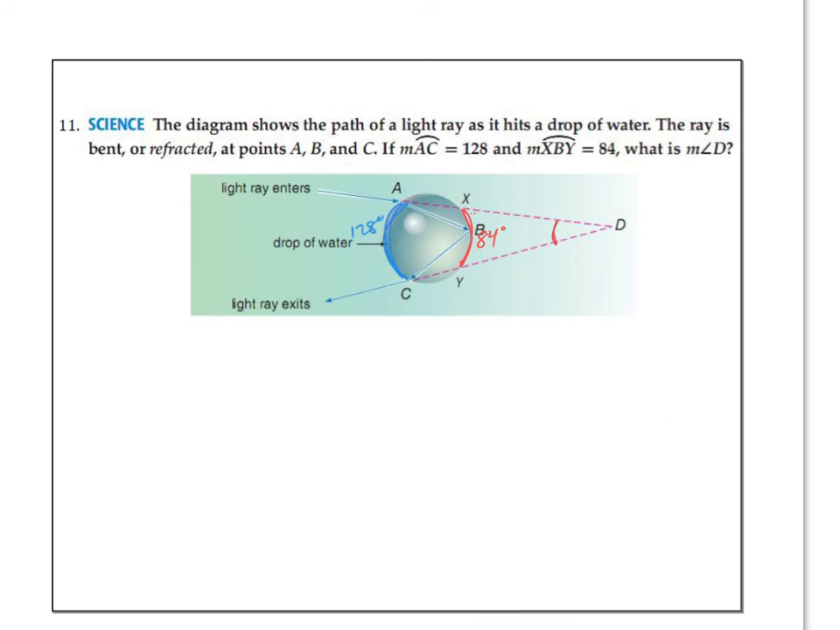So remember, the angle D is outside of the circle, so we're going to have to subtract the two arcs. So we take bigger arc minus little arc, divide by 2. And this should equal the measure of angle D. And I think we get 44 divided by 2, which is 22 degrees.